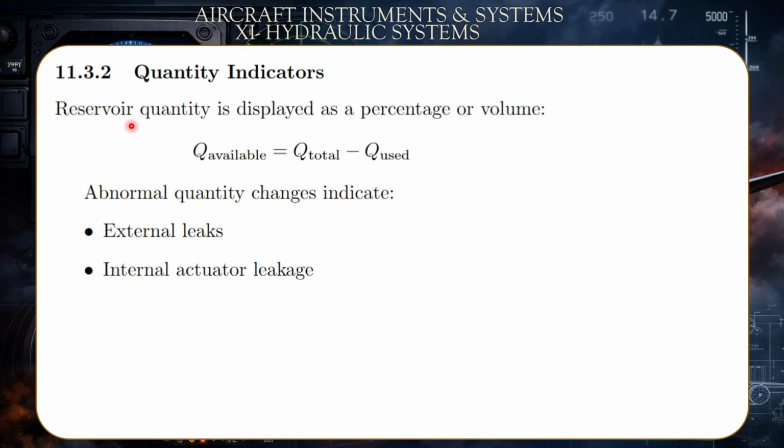Now, quantity indicators. Reservoir quantity is displayed as a percentage or volume, given by Q available equals Q total minus Q used. Abnormal quantity changes indicate external leaks of the hydraulic fluid, or internal actuator leakage.